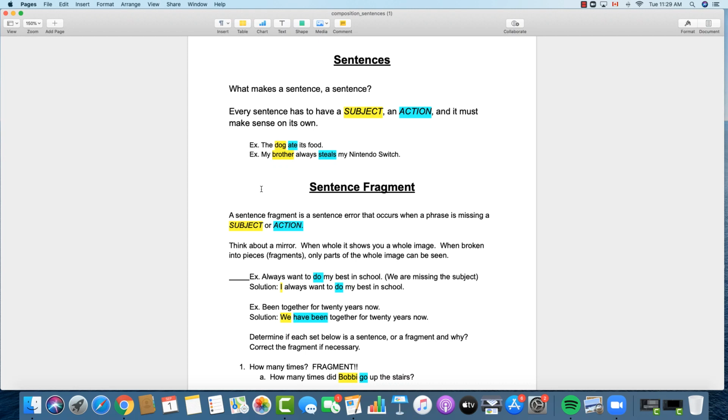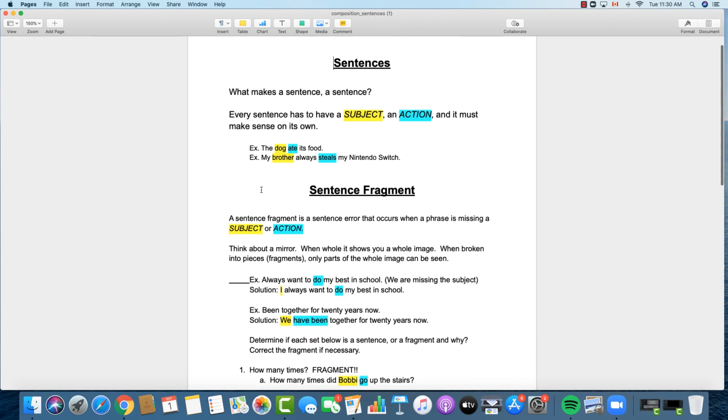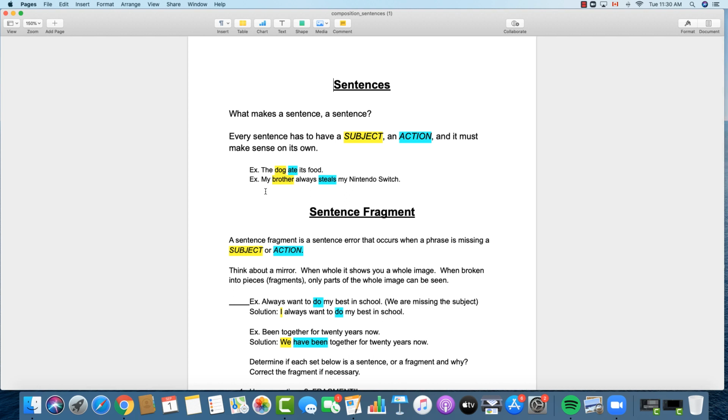Hey everyone. Today we're going to take a look at sentences, how they're structured, how they're created, and also some of the main errors that occur with sentences: sentence fragments, run-on sentences, and comma splices. So starting off, we need to understand the concept of what makes a sentence a sentence.